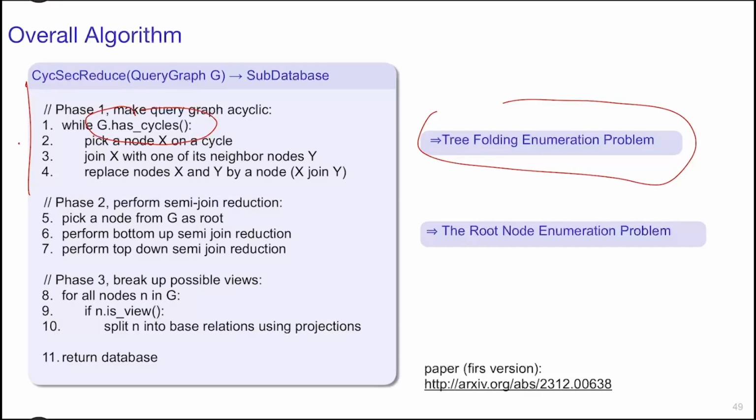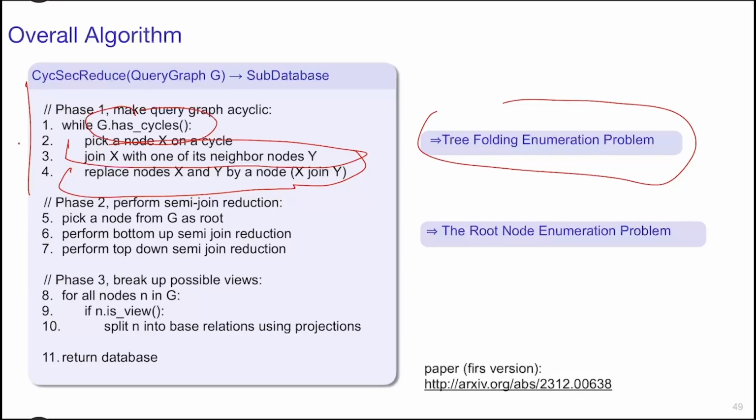Once you found such a node, you join that node X with one of its neighboring nodes and replace those individual nodes X and Y by a joint node X join Y. And then you loop again. So you check whether it has a cycle, until you find out that it is acyclic.